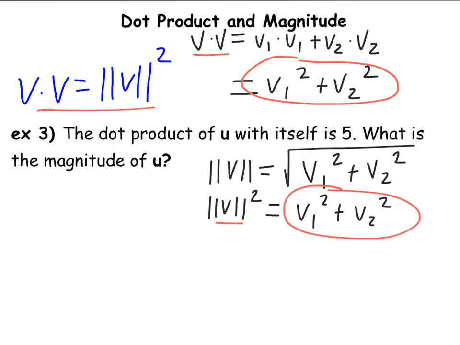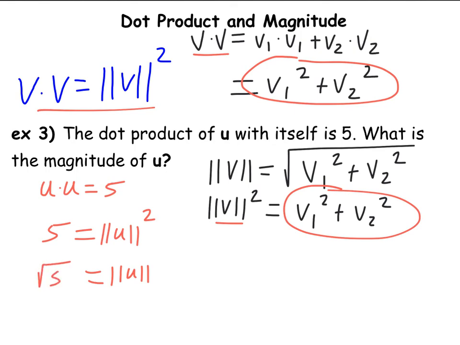Well, that would mean that u dot u is 5, and this formula that we've just proven tells us that 5 would be the vector's magnitude squared. Simple little step. Just take the square root, and I can tell you that vector u, its magnitude is the square root of 5.